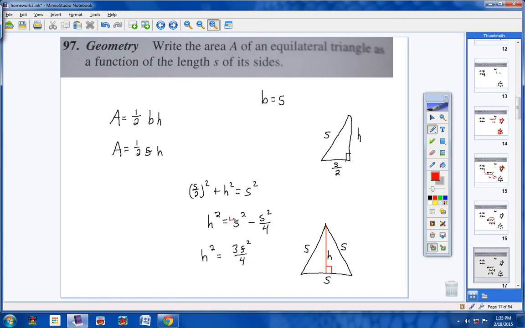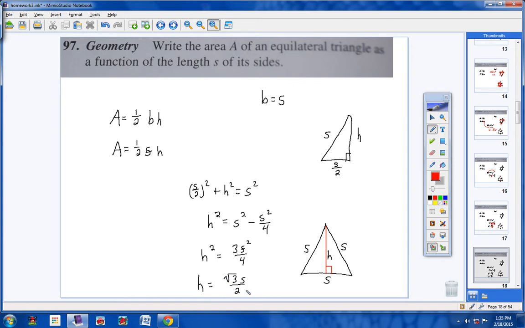If you have 4s squared over 4, 4s squared minus 1s squared is 3s squared. Now all over 4, because 4 is your common denominator. Now take the square root of both sides. So when you take the square root of both sides, you get this right here. The square root of h squared is h.